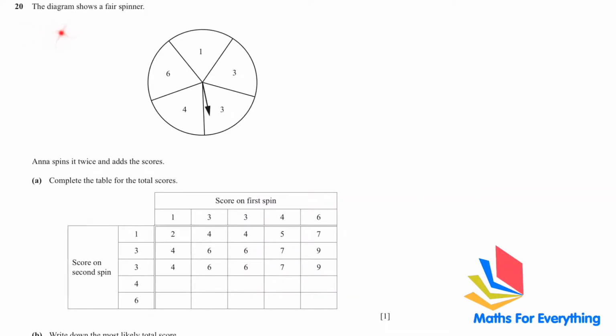Question number 20. The diagram shows a fair spinner. Anna spins it twice and adds the scores. Complete the table for the total scores. So she adds the scores. So now we have to add the scores. 4 plus 1, 5. 6 plus 1, 7.